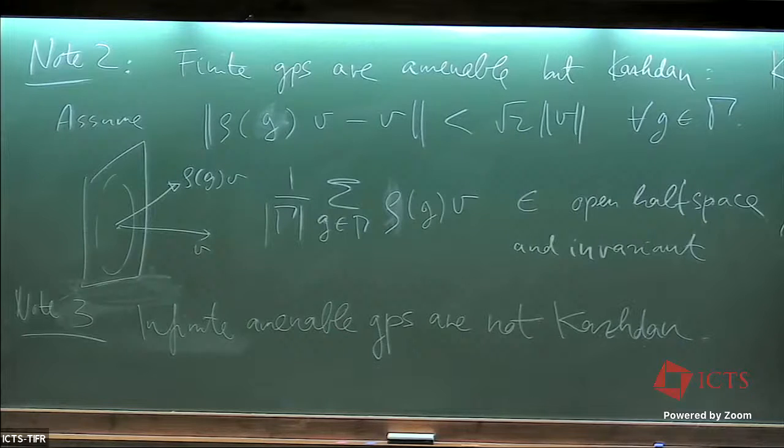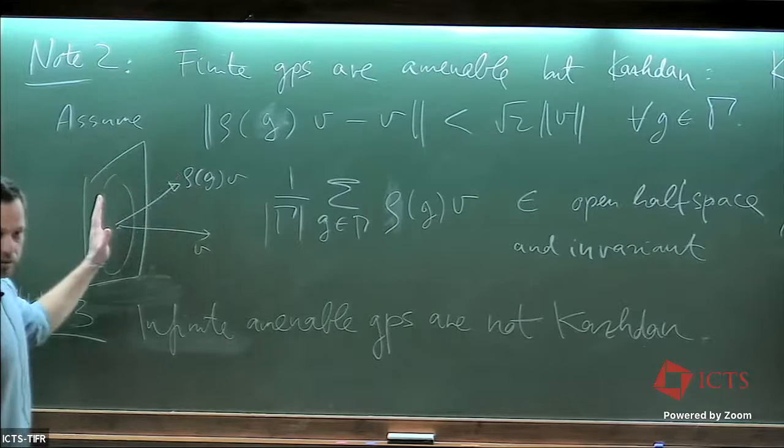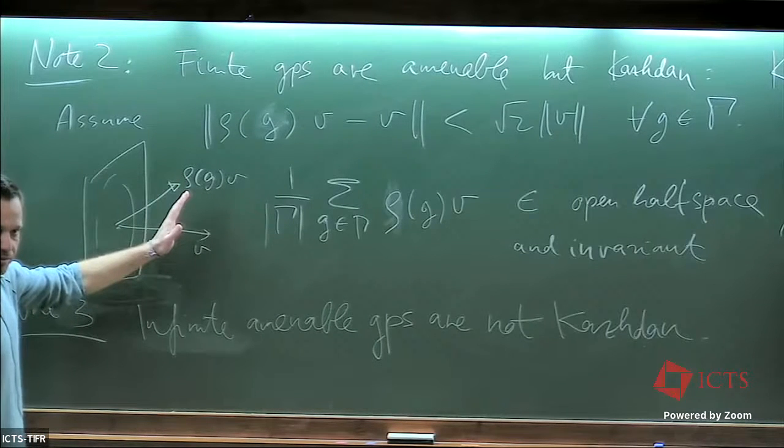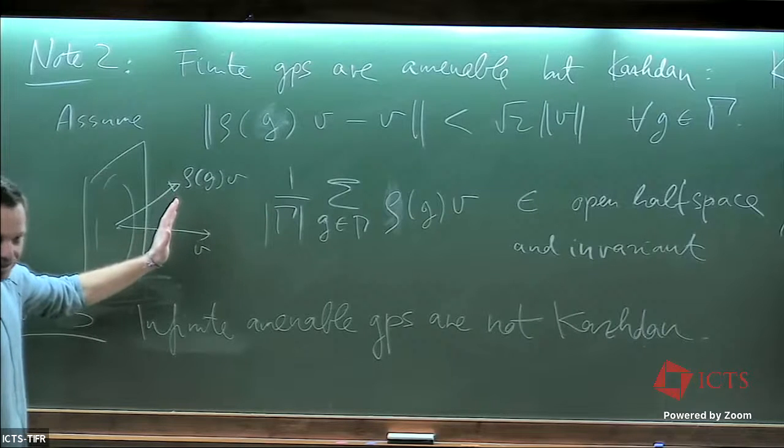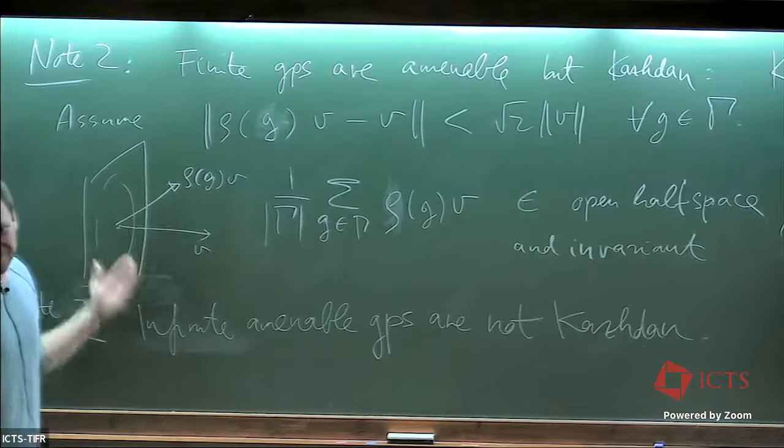Sorry, what? So each vector belongs to the open half space. That's a convex set. So the average is also in the open half space.